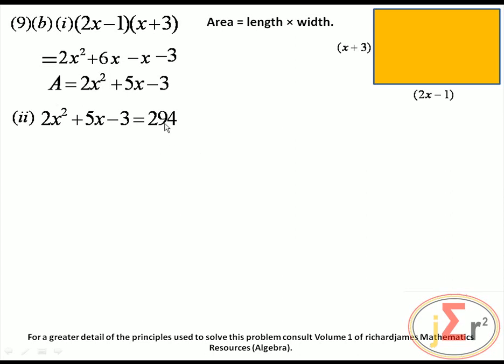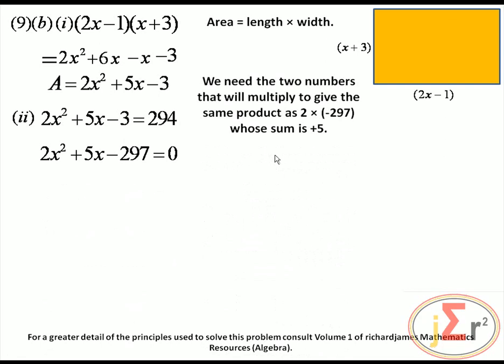So we need to subtract 294 from both sides, in which event the 294 will be eliminated from this side, and we will have a negative 297 on that side. Now we need to factorize the trinomial. We are going to be using the method of factorization in the solution. So we need to determine the two numbers that multiply to give 2 times 297, and when we add them, the result is a positive 5.